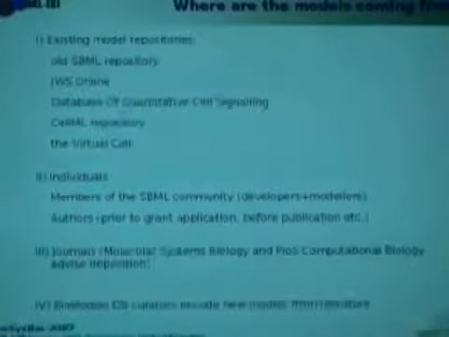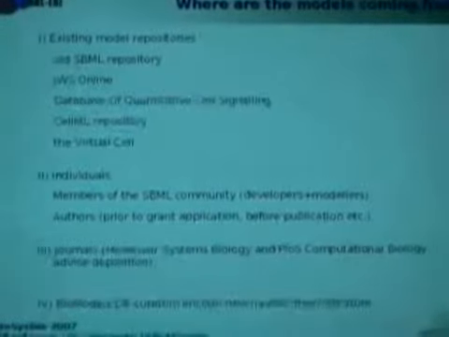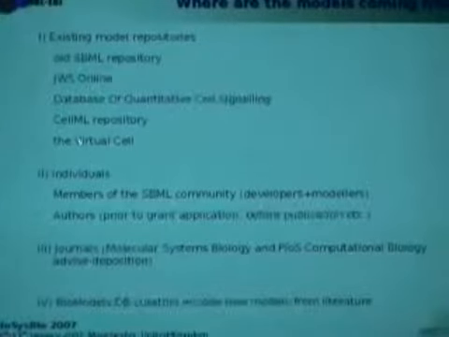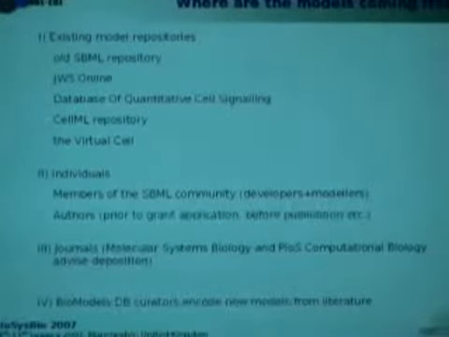So where are the models coming from? They're coming from existing model repositories. We swallowed the whole SBML repository. We swallowed the part of JWS Online in SBML, and now we have an agreement with those databases, and we are progressively acquiring all their models.